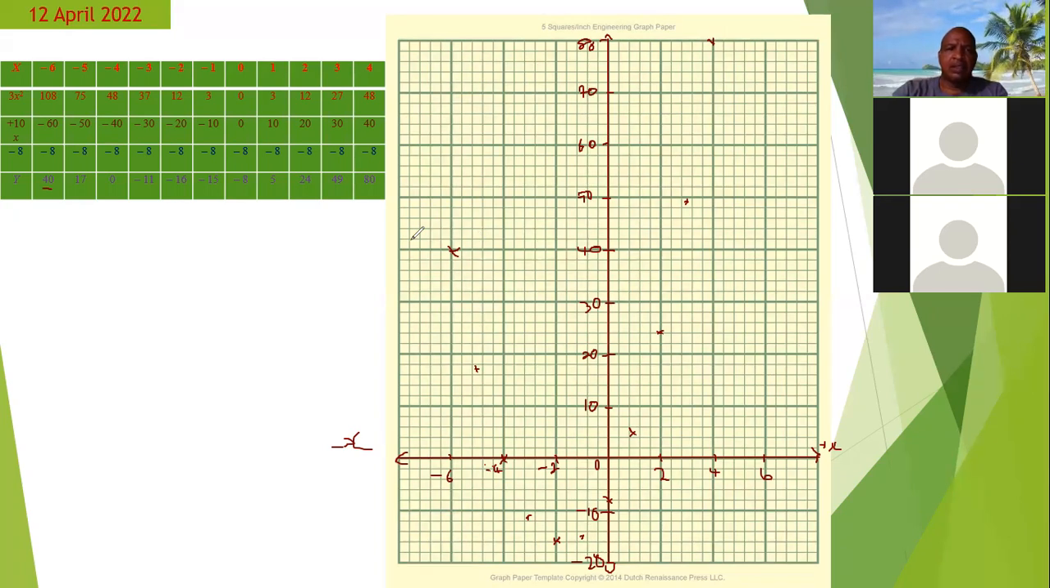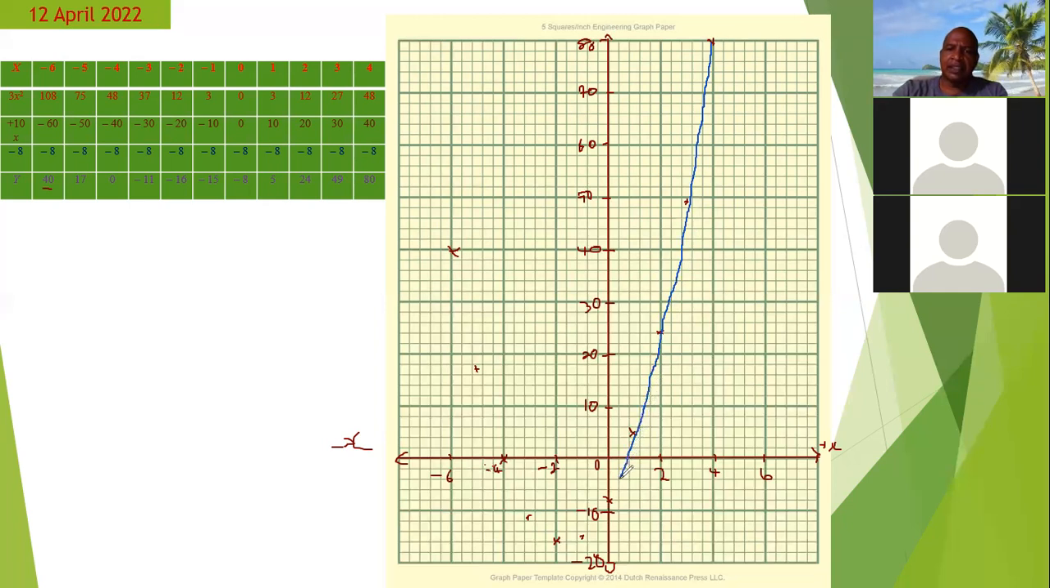And so we want to draw a smooth curve. So what we do is to try not to lift your hand when you're drawing a smooth curve. Don't lift the pencil off the graph paper, and don't do any jagged curve. So you're going to draw one smooth curve. Try to connect all the dots.